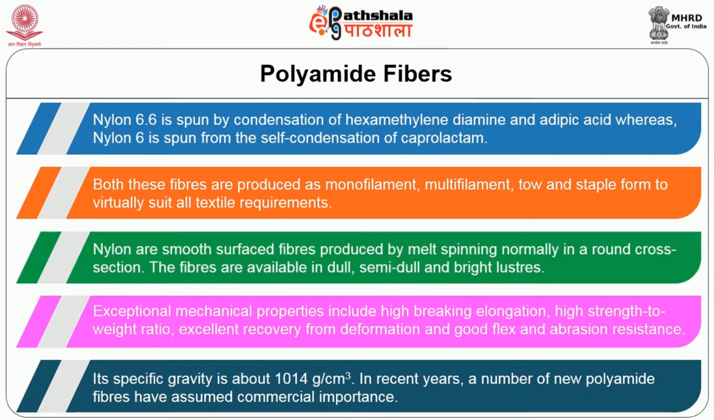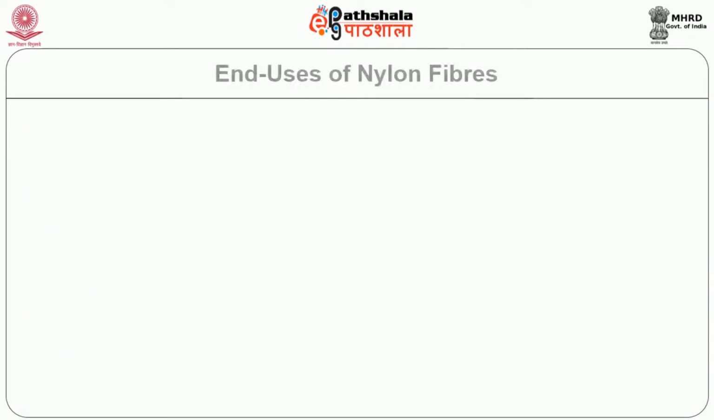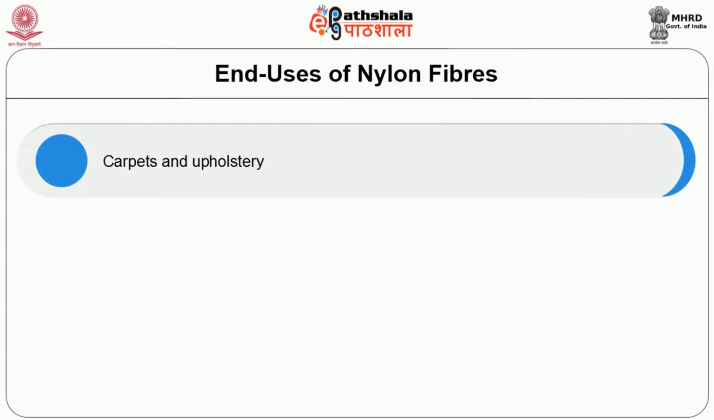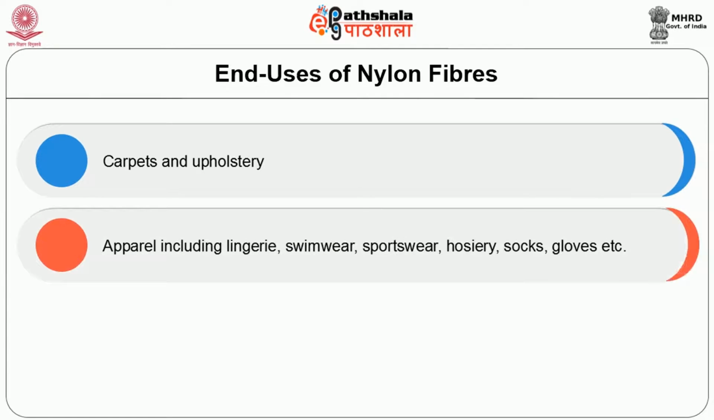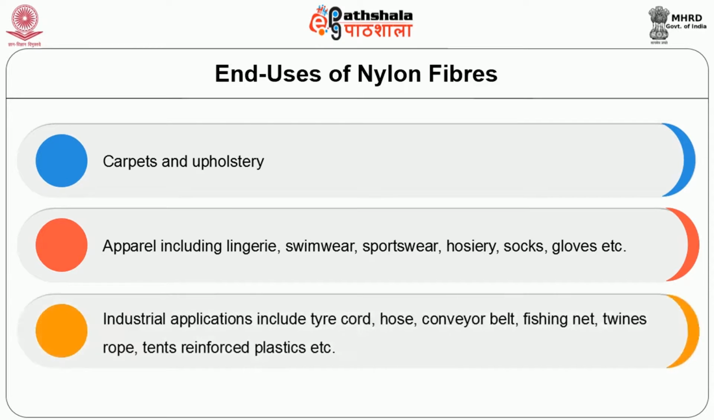In recent years, a number of new polyamide fibers have assumed commercial importance. Now the end uses of nylon fibers. The carpet and upholstery industry uses a significant amount of monofilament in the production of carpets and upholsteries. In the apparel industries, a large amount of fiber is being used in the production of lingerie, swimwear, sportswear, hosieries, socks, gloves, and other textile materials. As far as industrial applications are concerned, nylon fiber is a choice material which is used in tire cords, hose, conveyor belts, fishing nets, twines, ropes, tents, and reinforced plastic materials.